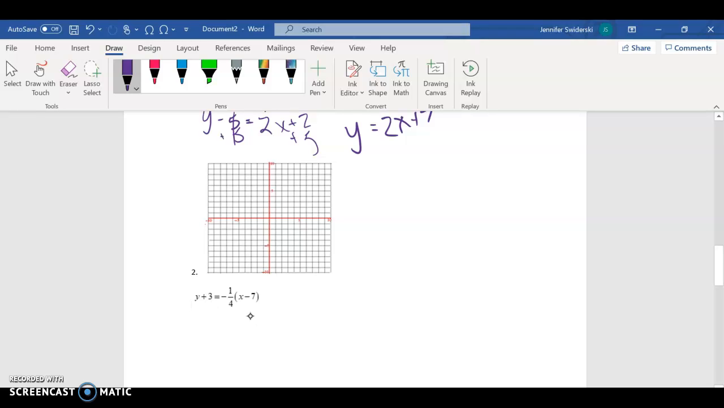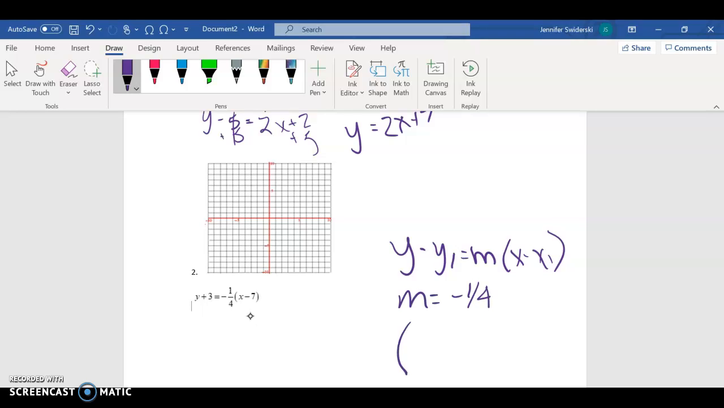Okay, let's talk about number 2. What is my point going to be? Well, we have y minus y1 equals m times x minus x1. Easiest thing for me to see in here is my slope. My slope is negative 1/4. My point, we're going to have an x and we're going to have a y. Y minus y1. Well, that means my y1 is going to have to be negative 3 because it's the opposite of my sign, right? And then we have x minus x1. So it's going to be the opposite of that, which is 7.